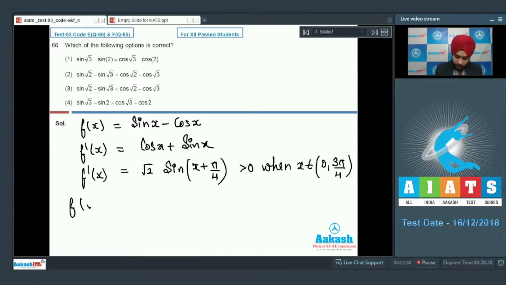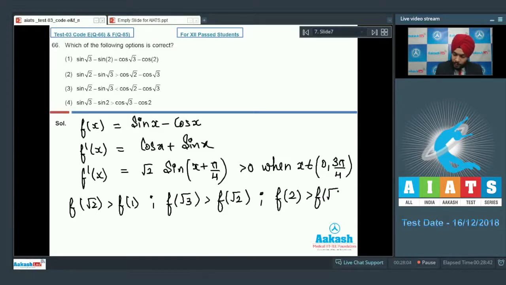First condition, f of root 2 greater than f of 1. Second condition, f of root 3 greater than f of root 2. Third condition, f of 2 greater than f of root 3. So carefully looking at the options: sin root 3 minus cos root 3 is equal to sin 2 minus cos 2, very wrong. Sin root 2 minus cos root 2 greater than sin root 3 minus cos root 3, again wrong. Sin root 2 minus cos root 2 less than sin root 3 minus cos root 3, very correct. Fourth option will be wrong, because sin root 3 minus cos root 3 is less than sin 2 minus cos 2. So the answer is option number 3.